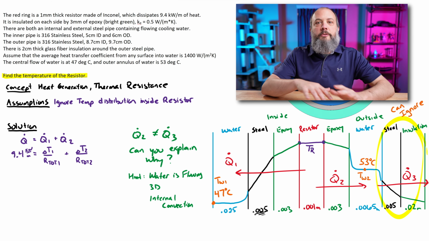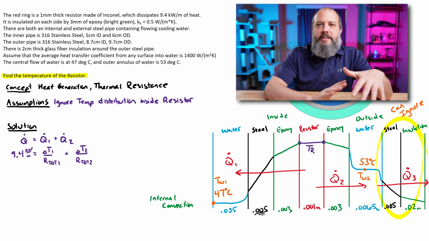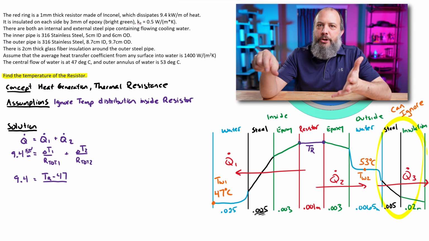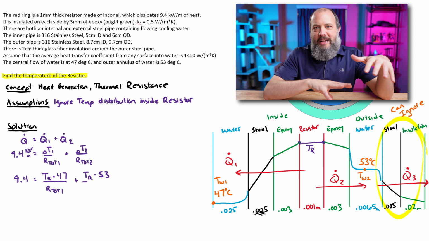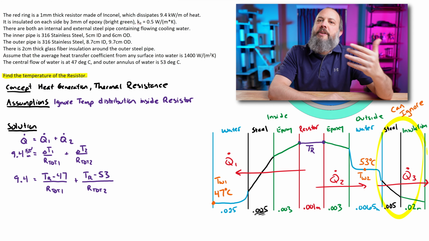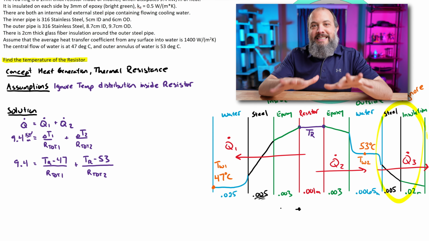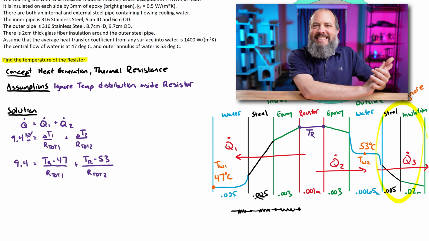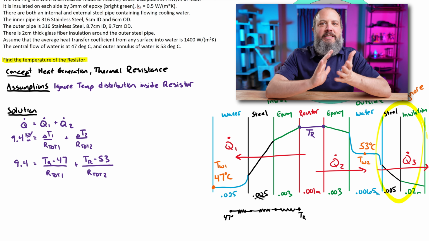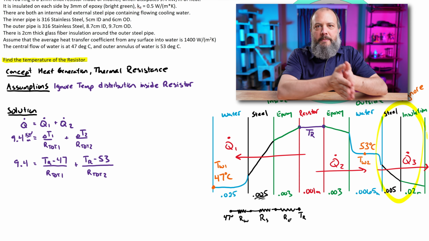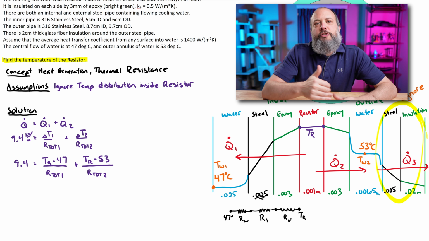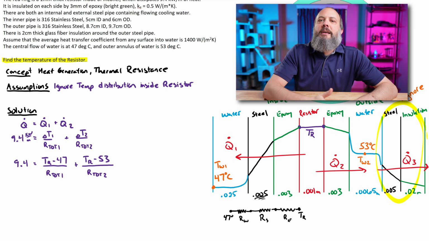So let's plug in what we know. We've got the 9.4 on the left. On the inside, we've got temperature of the resistor minus the 47-degree water. And on the outside, temperature of the resistor minus the 53-degree water. Now for one-dimensional conduction for Q dot 1, that's going towards the inside, all of the resistances are in series, we can just add them all up. A nice assumption that you can write down is that we're going to be ignoring surface contact resistance.